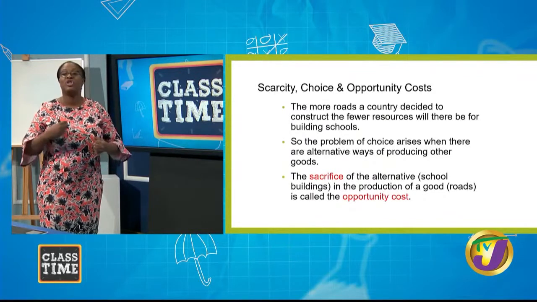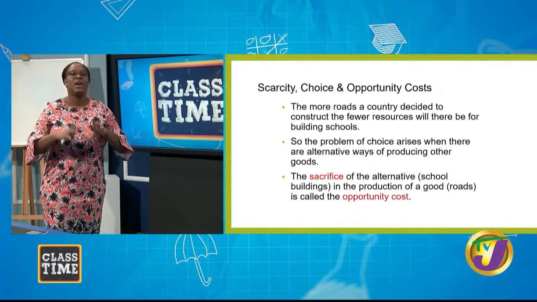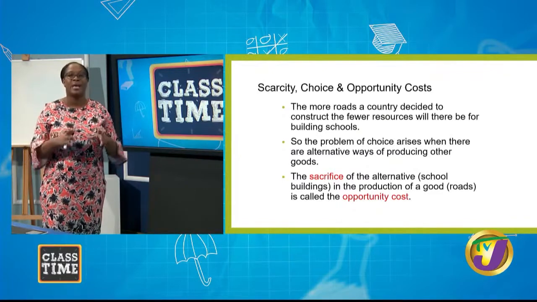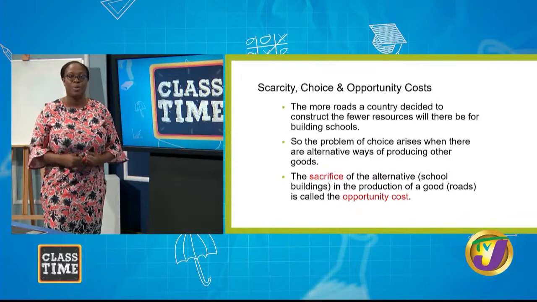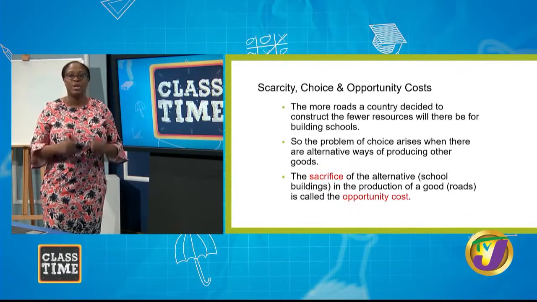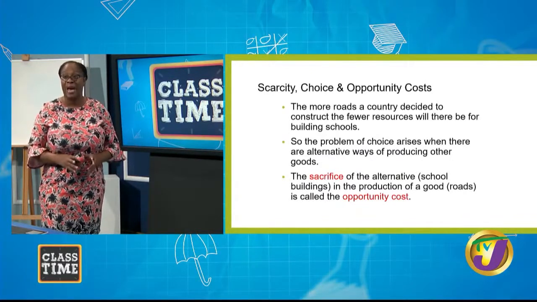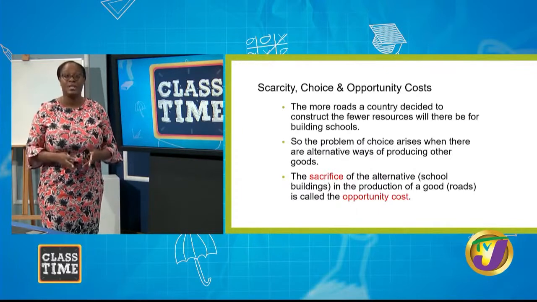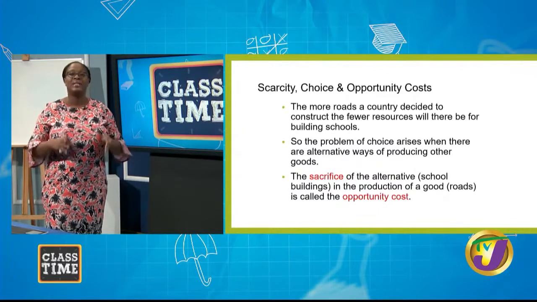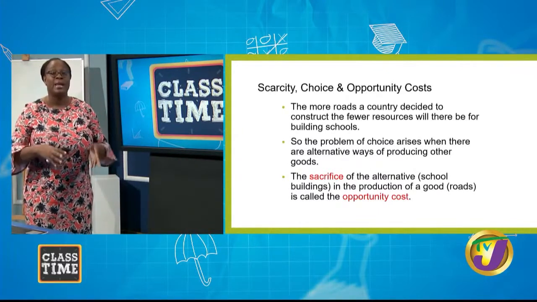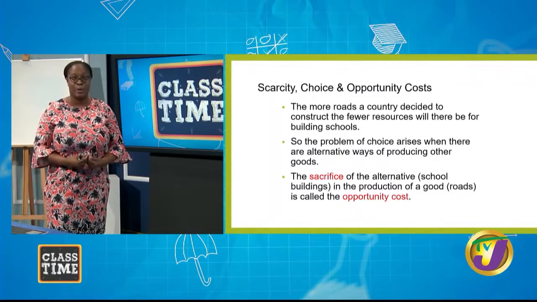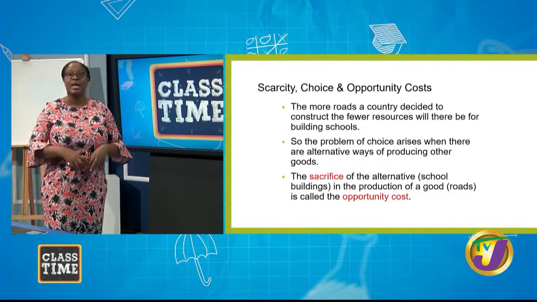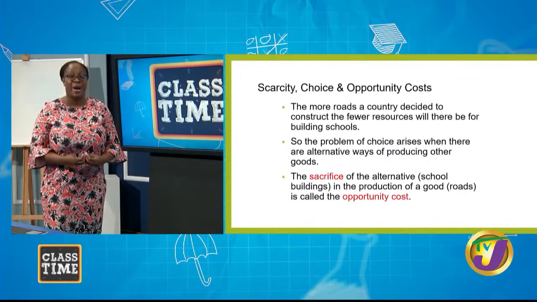So the problem of choice arises when there are alternative ways of producing other goods. And as I said to you before, the one that you give up had to be sacrificed for the alternative. So if the government decides to fix the roads, they are sacrificing building schools in order to do that.